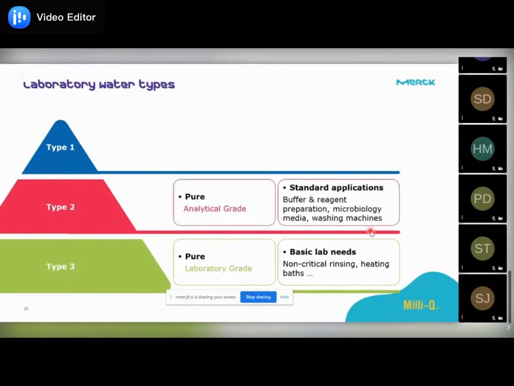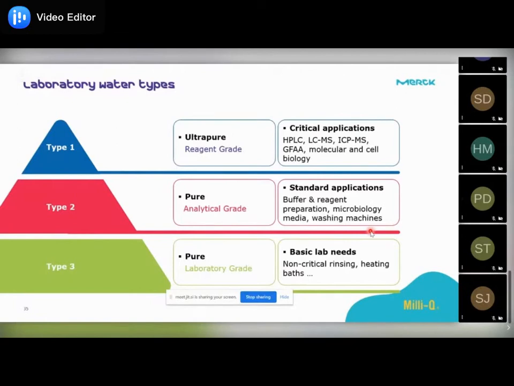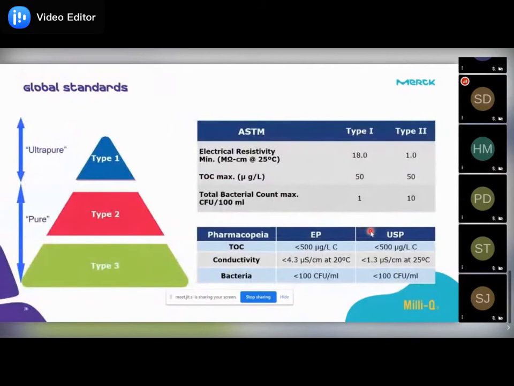Followed by type 2 grade of water, which can be used for comparatively critical applications, like media preparation, buffer preparation, and washing purposes as well. And next is ultra pure grade of water, or reagent grade of water. Wherever you have a critical application like PCR, RT-PCR, HPLC, LCMS, or any sophisticated or sensitive application, you need ultra pure grade of water. That is very clearly defined as per various global standards.